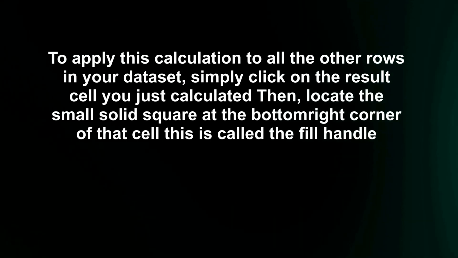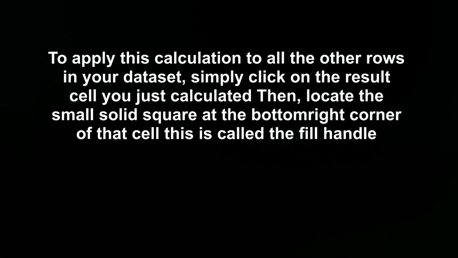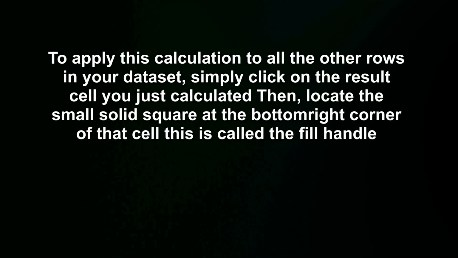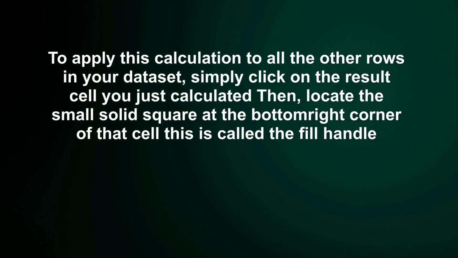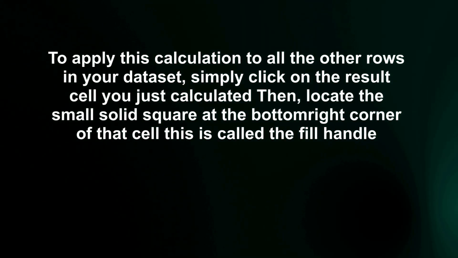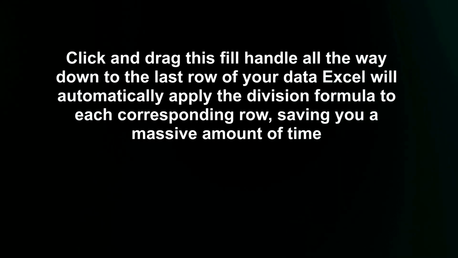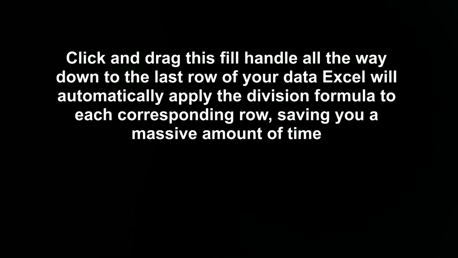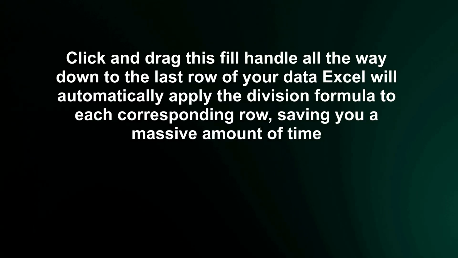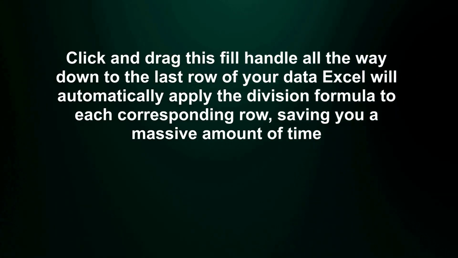To apply this calculation to all the other rows in your dataset, simply click on the result cell you just calculated, then locate the small solid square at the bottom right corner of that cell. This is called the fill handle. Click and drag this fill handle all the way down to the last row of your data. Excel will automatically apply the division formula to each corresponding row, saving you a massive amount of time.